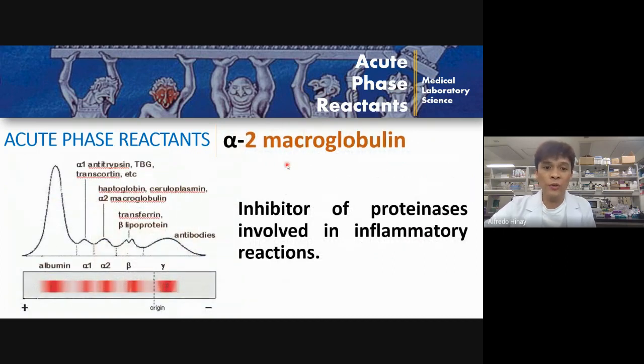And then you also have your alpha 2 macroglobulin. So we discussed already your haptoglobin, your ceruloplasmin, and now we'll discuss your alpha-2 macroglobulin. An inhibitor of your proteases involved in inflammatory reactions. They are almost the same as your alpha-1 antitrypsin. So these acute phase reactants will also regulate the overreaction of your immune cells.